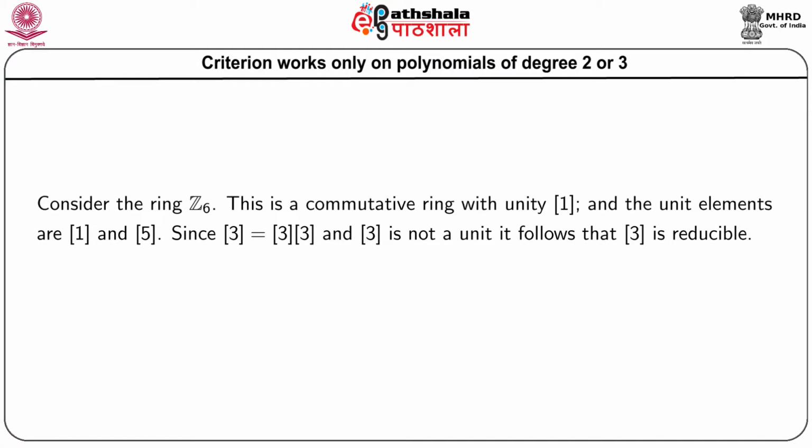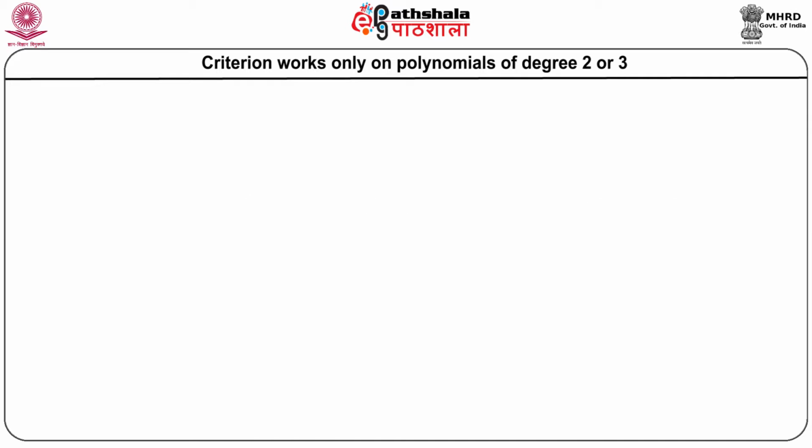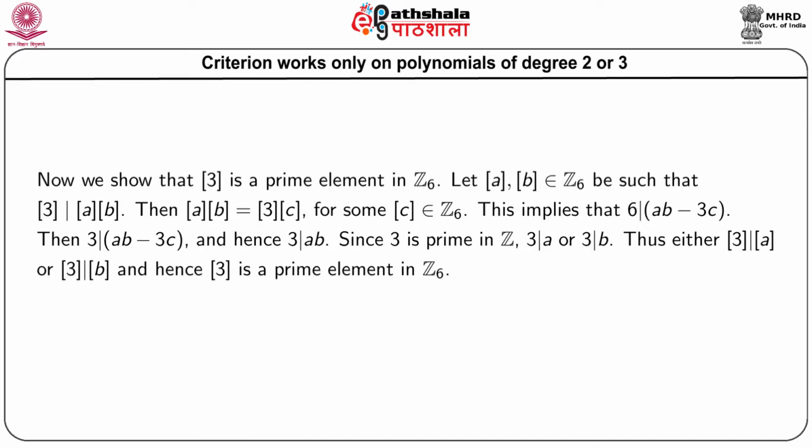Here we see that 3 is equal to 3 times 3, and since 3 is not a unit in Z6, we see that 3 can be expressed as a product of two non-unit elements, and hence 3 is reducible, that is, 3 is not irreducible. Now we show that 3 is a prime element in Z6.